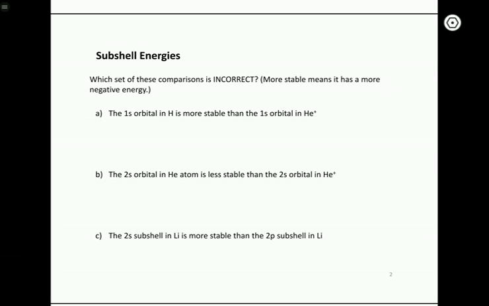So the first point A is the 1s orbital in hydrogen is more stable than the 1s orbital in He+. Now when we're dealing with one electron species like hydrogen or ions like He+ that also only have one electron, we immediately want to think about the Bohr equation, because that very accurately tells us the energy of the subshells. And the important point about the Bohr equation, well, there's a few important points. One is that the form of the equation looks like this. It's the Bohr constant.